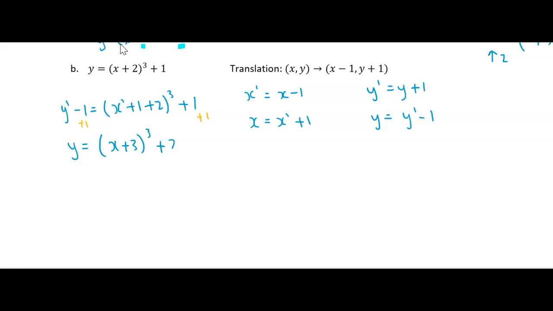cubed plus 2. All right, and when you think about it, our graph has gone to the left 1, so it was already to the left by 2. Now it's gone to the left by another 1, so that's why we end up with 3. And this point here, the 1, it's already been shifted up 1, and it shifts up by another 1 to become 2. All right, I think that's it for this video. I'll stop there. All right, bye.